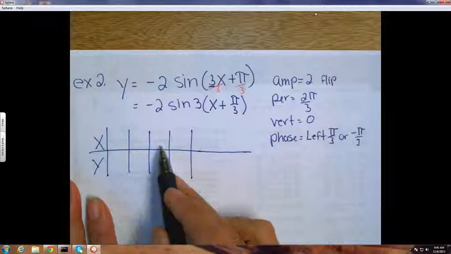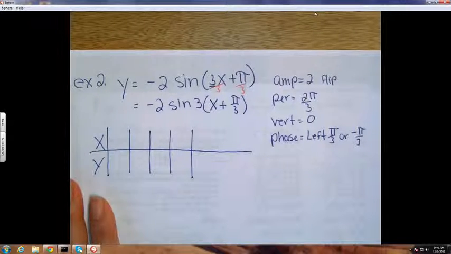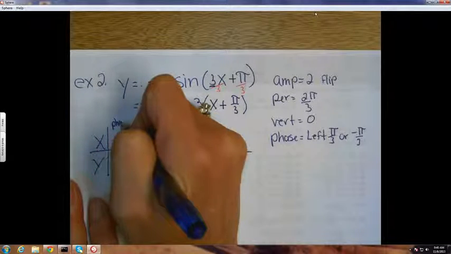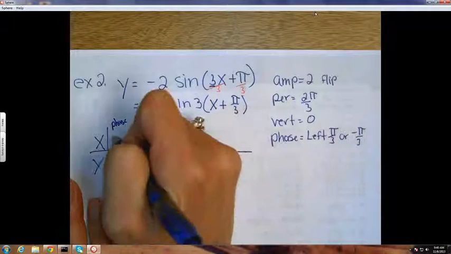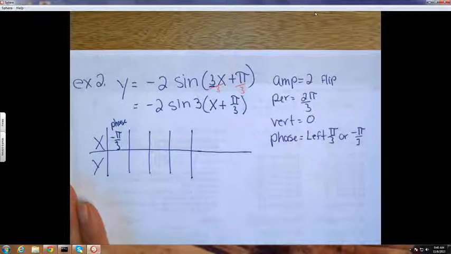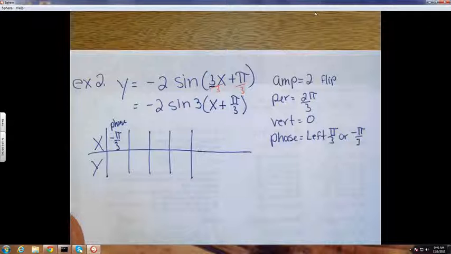One, 2, 3, 4, 5. What's our first x value? It's always the phase number. Usually, up until today, our phase was 0, so it started at 0. But when we've got phase, we've got negative pi over 3, because we're taking it off of the y-axis, which has an x value of 0, and pulling it back.